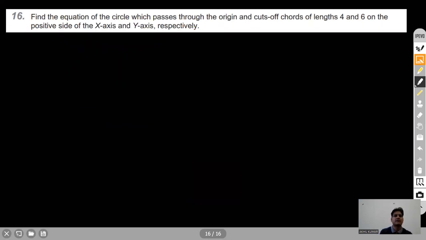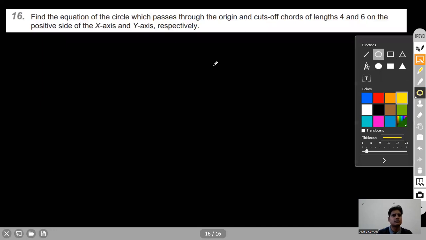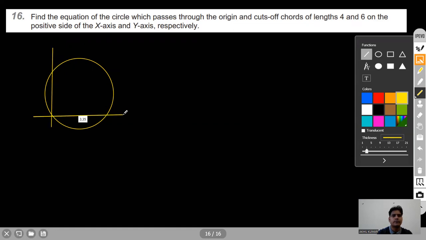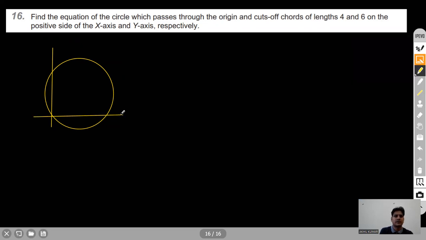Question number 16. Find the equation of the circle which passes through the origin and cuts off chords of length 4 and 6 on the positive side of the x and y axis. So there is a circle which is passing through the origin, and it cuts off chords of length 4 and 6 on the positive side of the axes. So this is our x-axis and this is our y-axis. This circle is passing through the origin. We have to find the equation of the circle.